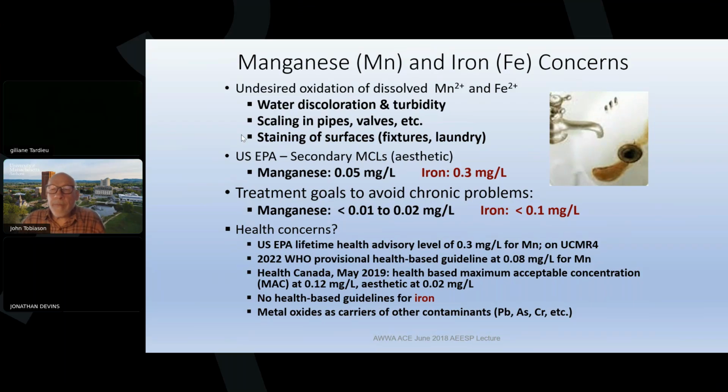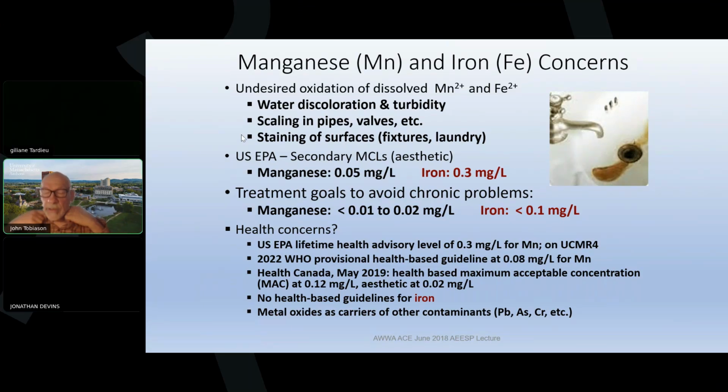However, it has long been recognized by many in the community that the treatment goals to avoid chronic problems with these metals are: manganese should be at 10 to 20 micrograms per liter, or 0.02 milligrams per liter. Below that is a way to avoid chronic problems. And for iron, I say less than 0.1. It just turns out it's really easy to achieve iron levels of less than 0.1. Manganese, not so easy.